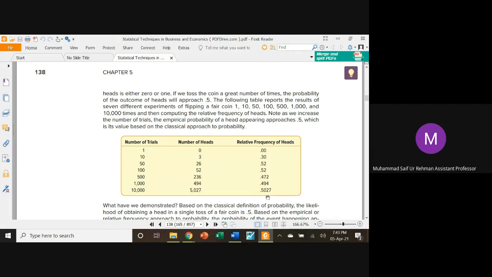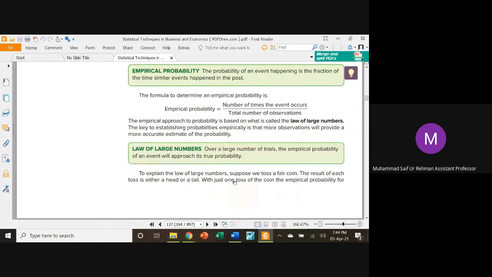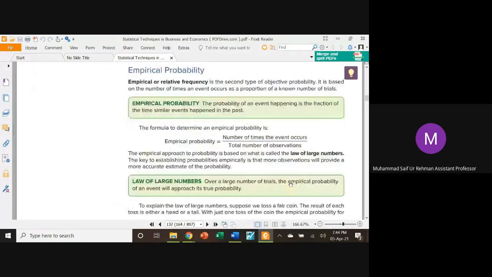The result is, out of 10,000, 5,027 times head was there. So 0.5027 is the result, so about 50%. So what do we mean by the law of large numbers? It means that the more times we perform the experiment, the empirical probability will move towards the true probability, and that is basically the classical probability.